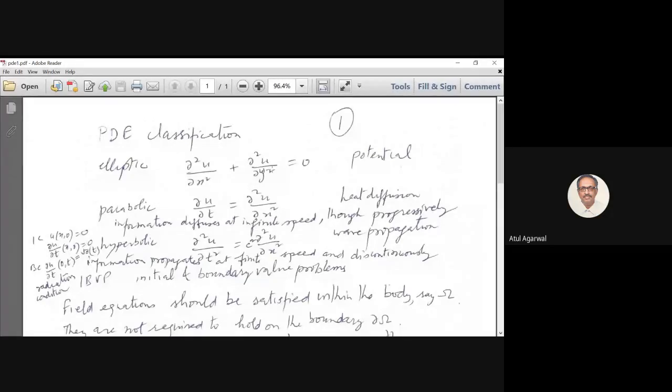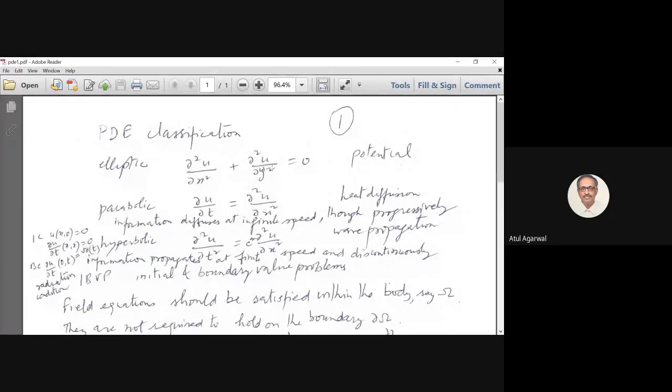So you've got elliptic, parabolic and hyperbolic partial differential equations. Elliptic is the equation you see for potential problems, like the second derivative of u with x plus the second derivative of u with y is equal to 0. This is an elliptic differential equation. You see this in steady state heat transfer problems, and also in elasticity problems when there is an equilibrium situation.